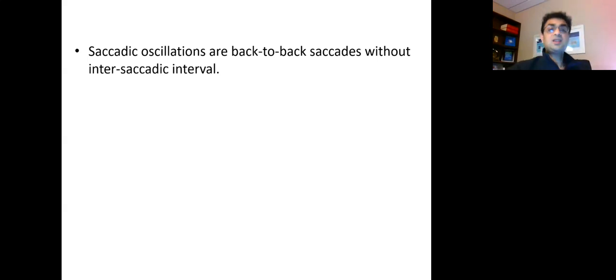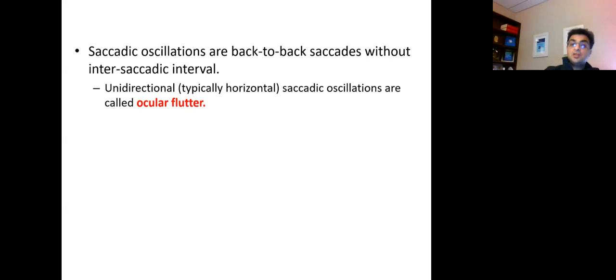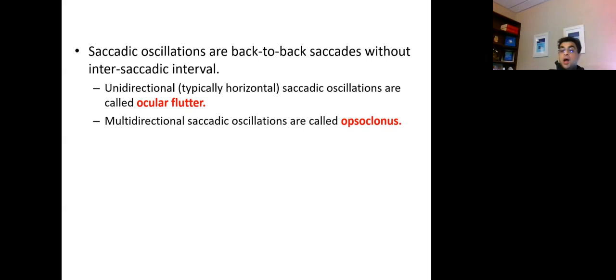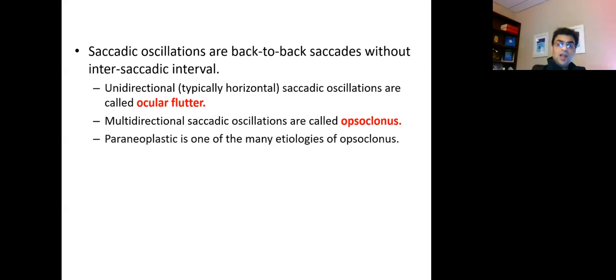What are these? Basically, these are saccadic oscillations. Saccadic oscillations are back-to-back saccades without any intersaccadic interval. So there is one saccade which goes to the right side, and then there is one which, without any time, goes back. When they are unidirectional, typically horizontal, they are called ocular flutter. And when they are multidirectional, horizontal, vertical, or torsional, that's called opsoclonus. And of course, paraneoplastic is one of the many etiologies of opsoclonus. So whenever you see opsoclonus, you want to make sure that you exclude some kind of cancer, because that can be a lifesaver for your patient. And sometimes that can be a presenting feature.